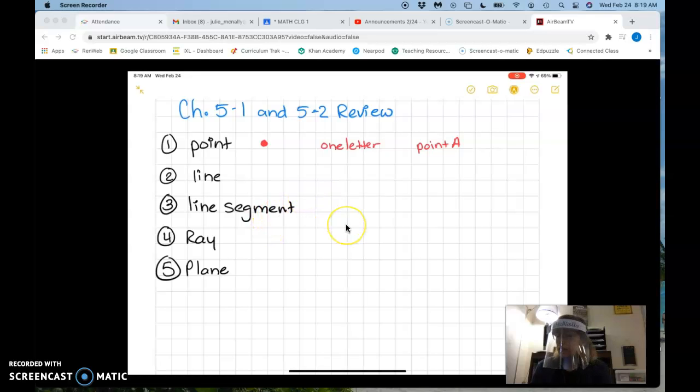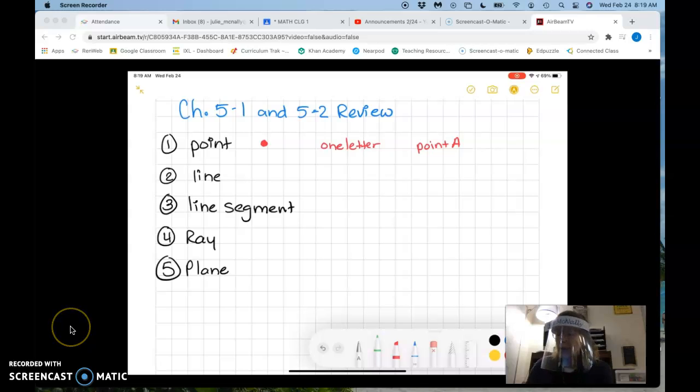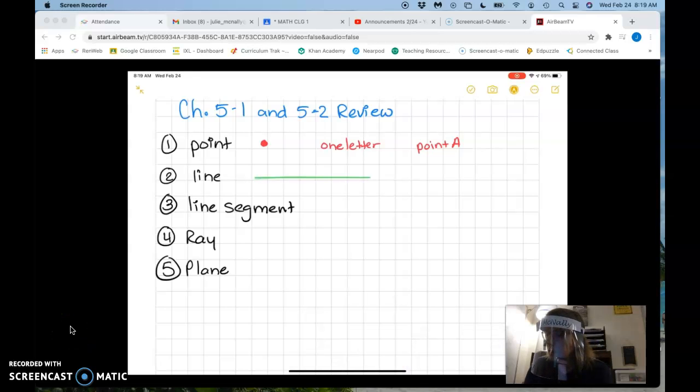All right, and what does a line look like? But describe it. Yes, good. It has an arrow on each end telling us that it goes on forever in both directions. And how do you name a line? 2 letters. Good. 2 points on the line, or 2 letters. So you could call it line AB.